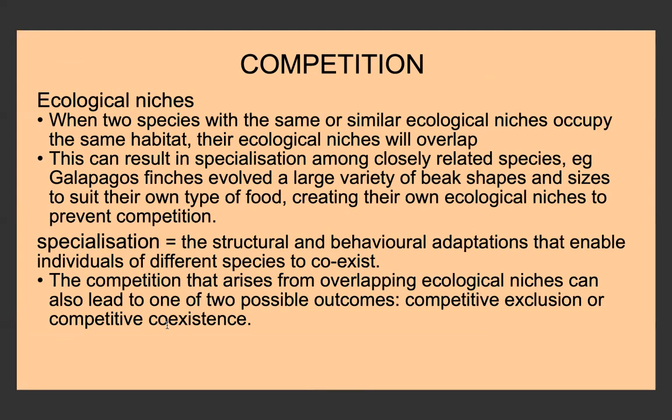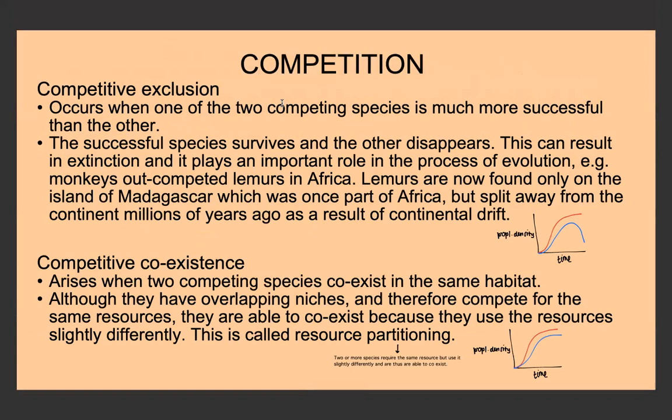Competitive exclusion occurs when one of two competing species is much more successful than the other. So the successful species survives and will increase in size, and the other will disappear completely. It can even result in extinction, and it plays an important role in the process of evolution.